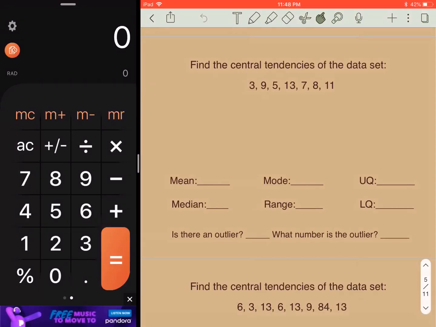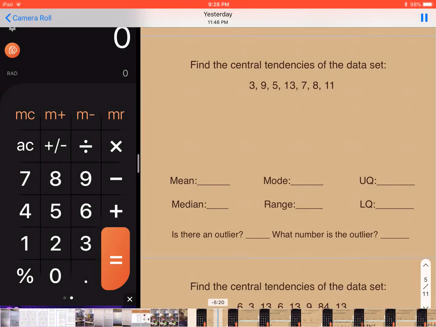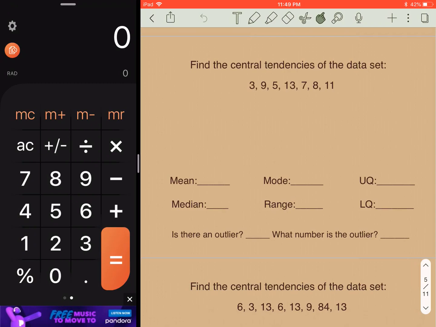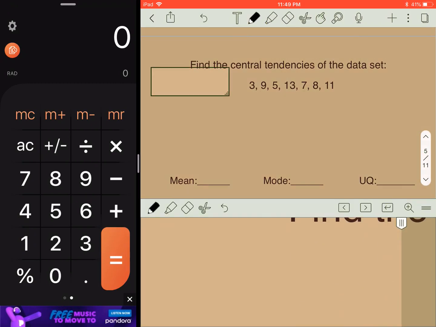Okay, example 1, where we have to find the different measures of central tendency for this data set. I have the numbers 3, 9, 5, 13, 7, 8, and 11. So the very first thing it asks us to find is the mean. To find the mean, we have to add all the numbers in our data set together.